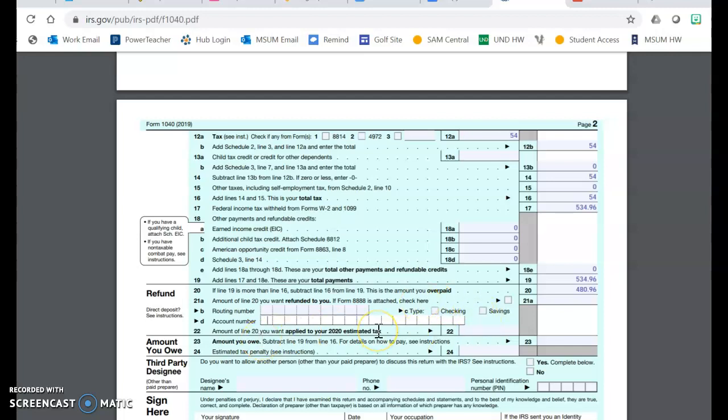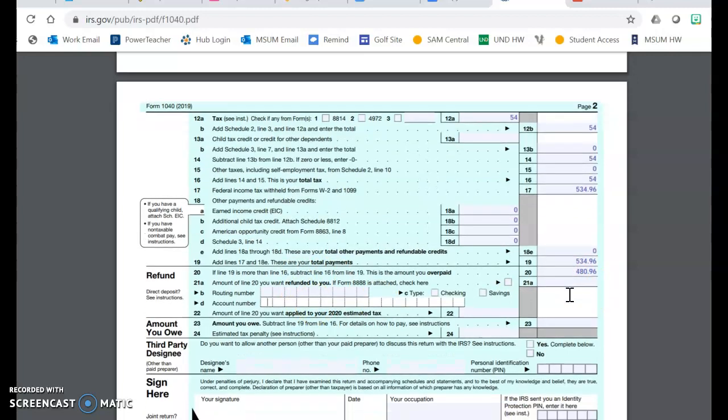You could also put that money towards your 2020 estimated tax, but most people just like to get it as a refund, and it goes right into your bank account. So $480.96. If for some reason line 16 is not more than line 19, if it's the reverse, then that means you're going to owe money, meaning you should have paid in this amount, but what you actually paid in was less.